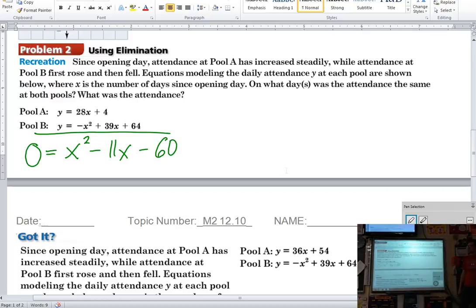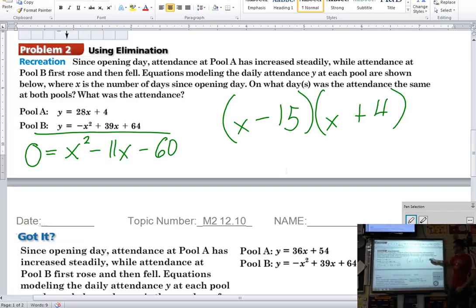And this now is a quadratic function. Are there two values that when multiplied will make negative 60 and when added will make negative 11? So we know one's got to be negative, one's got to be positive. We're thinking, is this easily factorable? Megan? 15 and 4.